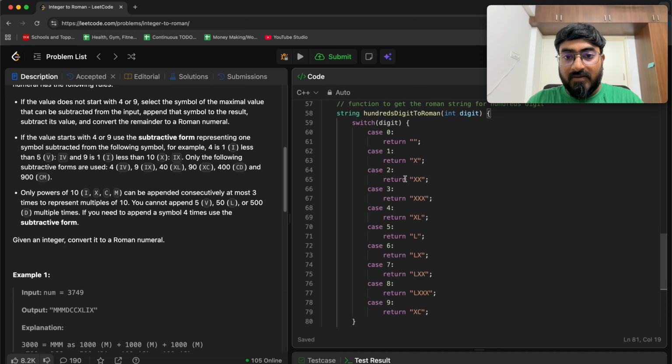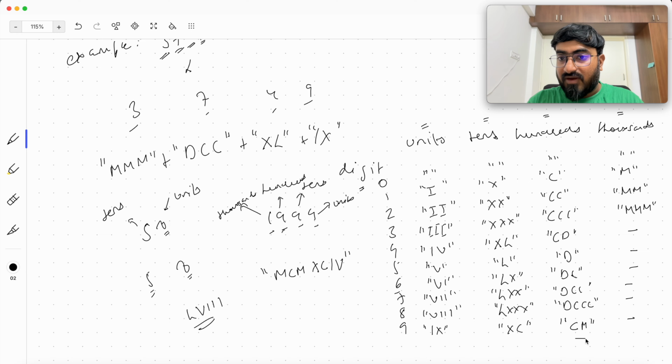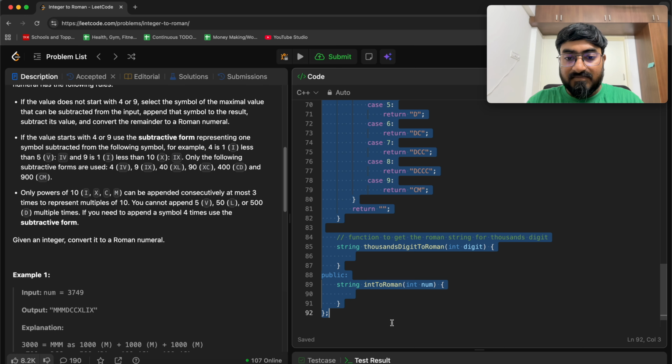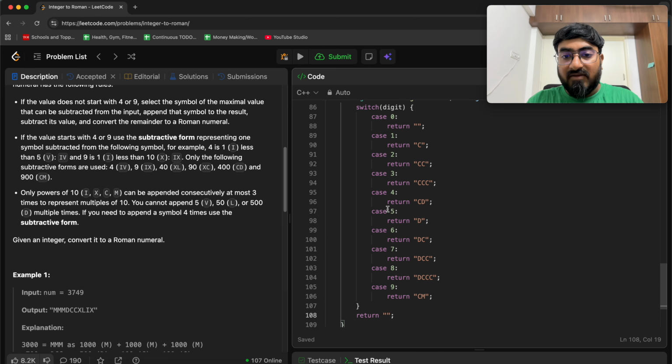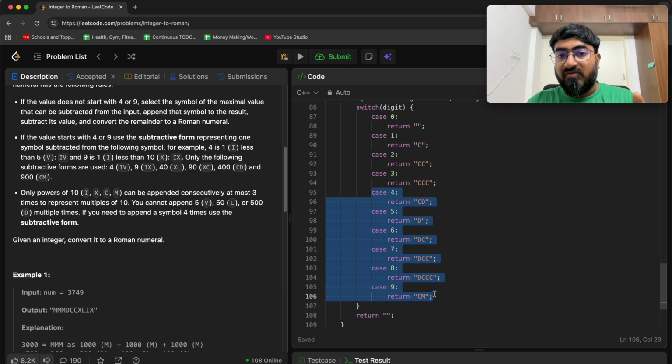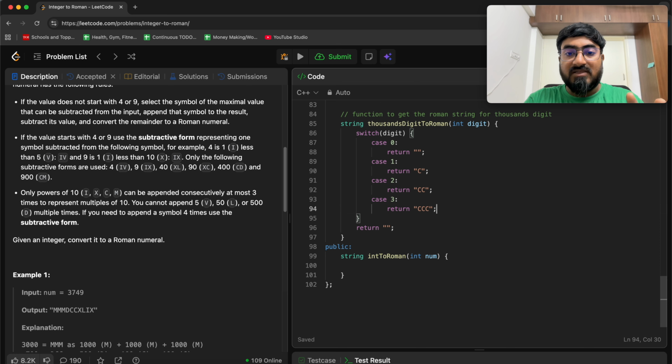hundreds digit to Roman, which is going to be 100 is C, 200 is CC, 300 is CCC, 400 is CD, 500 is D, 600 is DC, 700 is DCC, 800 is DCCC, and then we have CM for 900, right? CM for 900, and then for thousands. Okay, for thousands we only need to cover cases till 3, because you don't have cases from 4 onwards. The maximum value is 3999, so you can safely remove the other cases. So we have M, MM, and MMM.